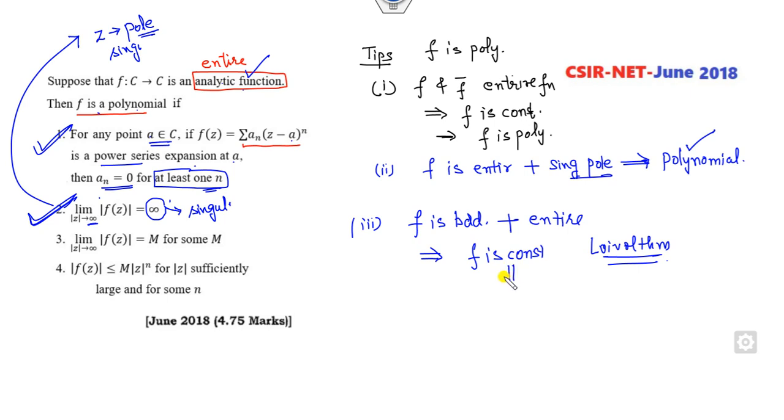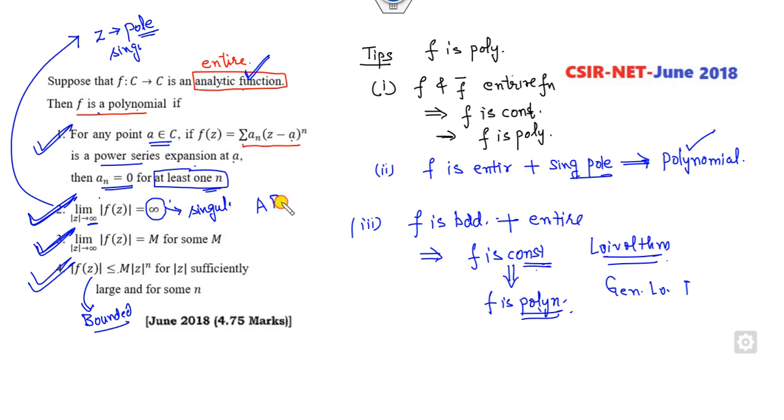So if this is a constant, every constant function is also a polynomial. So this is also the correct option. What is that? Again, this is the generalized Leibniz theorem. Also, this is nothing but the bounded. Fine. Every function is bounded plus entire, because entire is already given. So it's a constant. Constant means it's a polynomial. So all the A, B, C, D are the right answers of this problem.